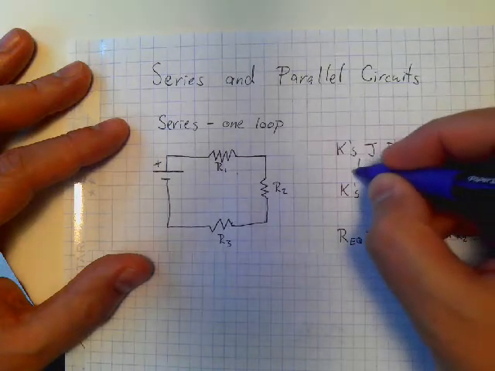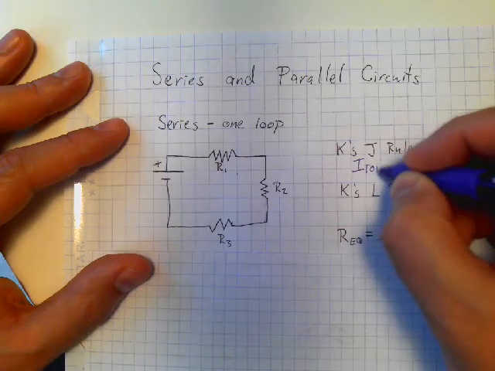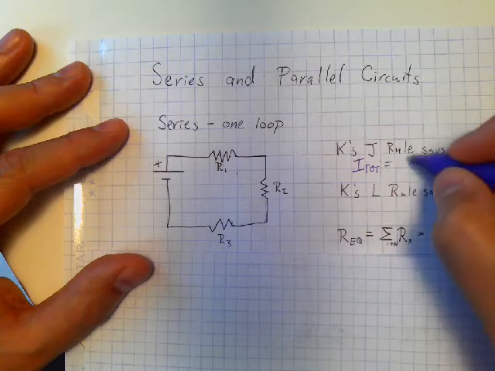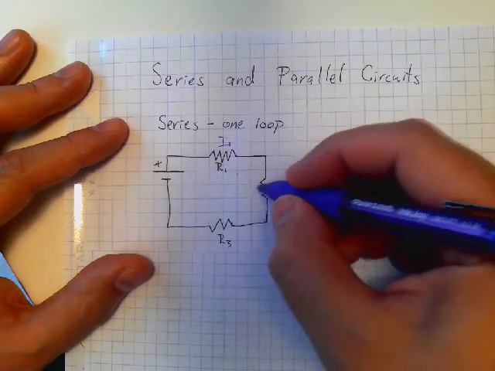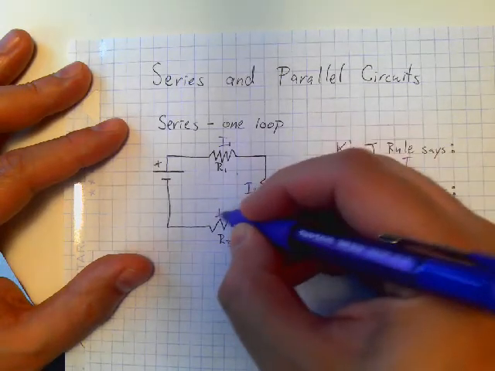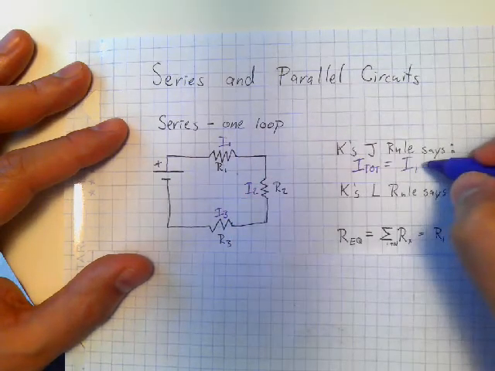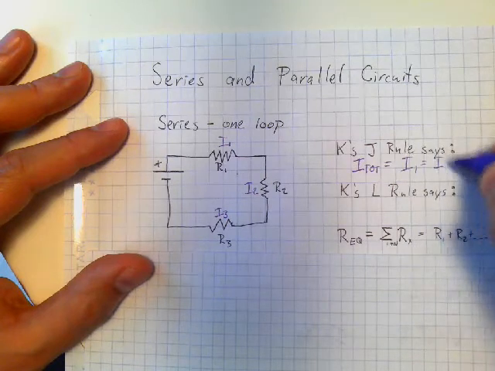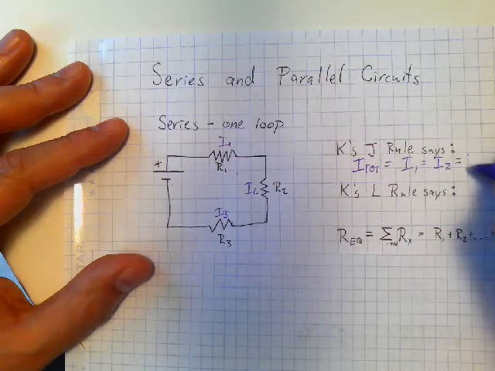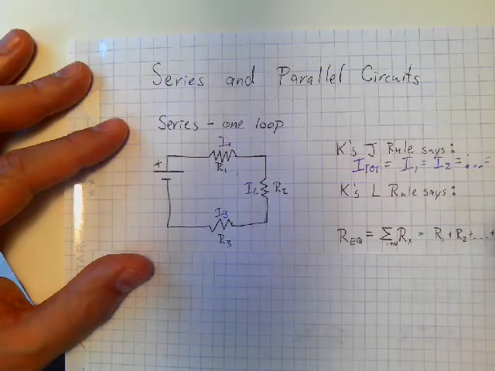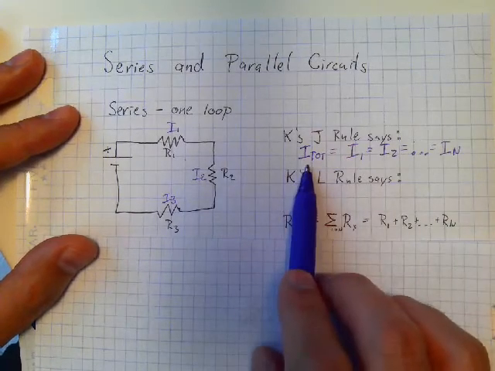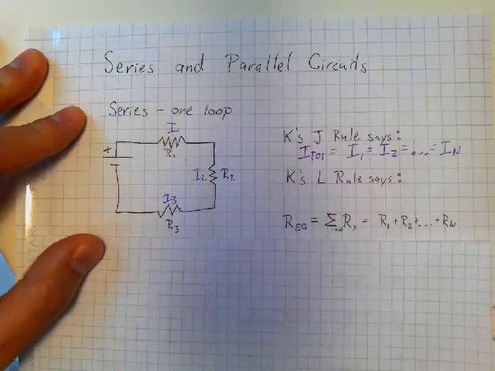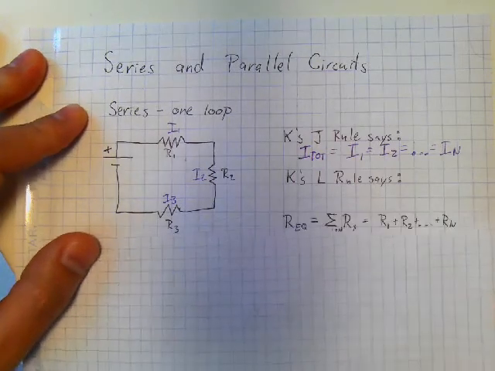So the total current is going to be equal. So the current through I1, I2, and I3 all have to be equal to each other. And that goes for no matter how many resistors we have hooked up in series. It would always be equal to whatever the total current is. Total current in a series circuit is always the same.